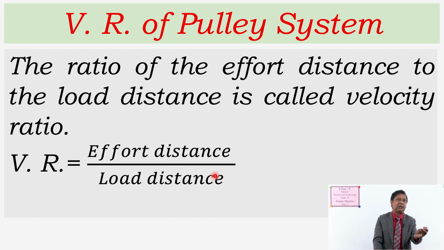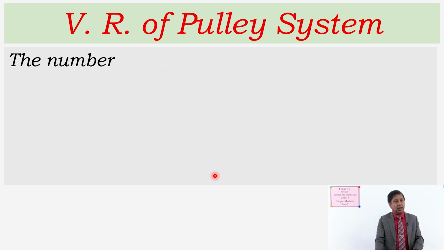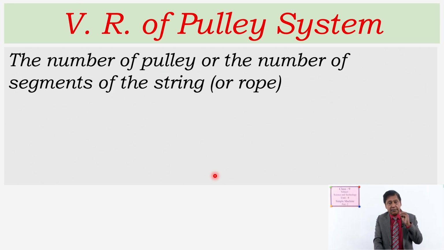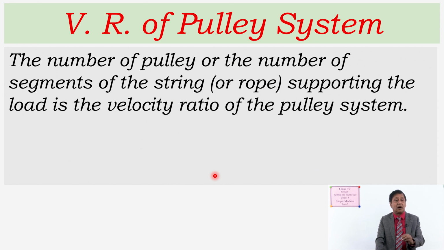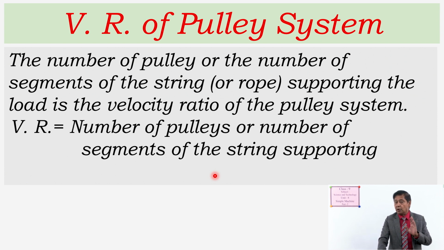This is true for every simple machine, including this pulley system also. VR equal to effort distance by load distance. But in different simple machine, effort distance and load distance appears differently. That's why velocity ratio in case of pulley system is defined this way. The number of pulleys or the number of segments of the string or rope supporting the load is the velocity ratio of the pulley system, and its formula is VR equal to number of pulley or number of segments of the string supporting the load.